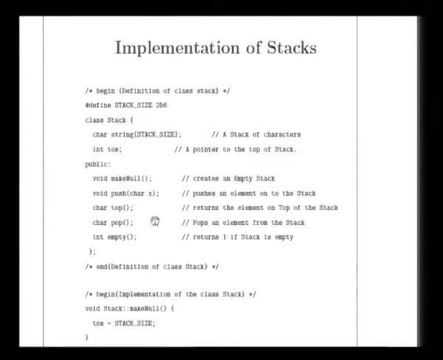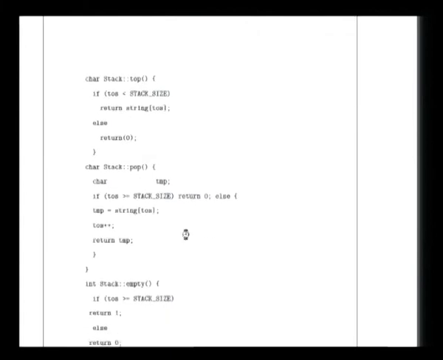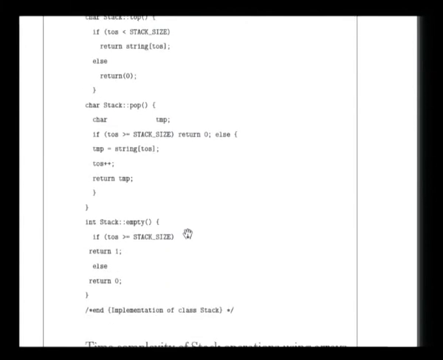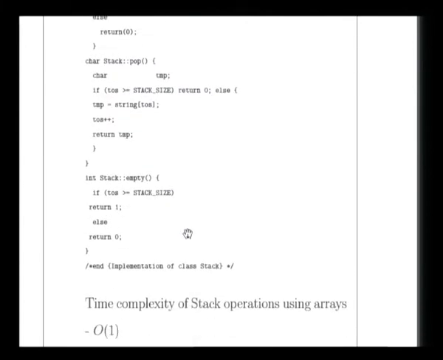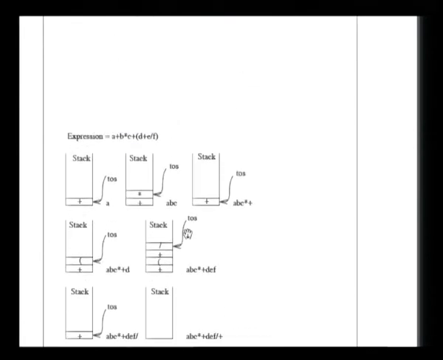Then you push a character onto the stack. Character pop returns the topmost element on the stack. Pop deletes the element from the top of the stack. Empty tells you when the stack is empty. Okay. And here is how the various operations can be performed. And basically what is interesting is all the operations here.